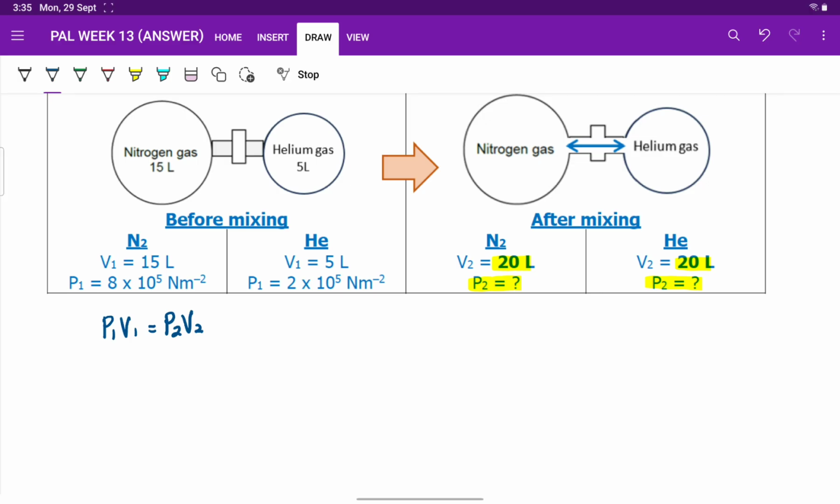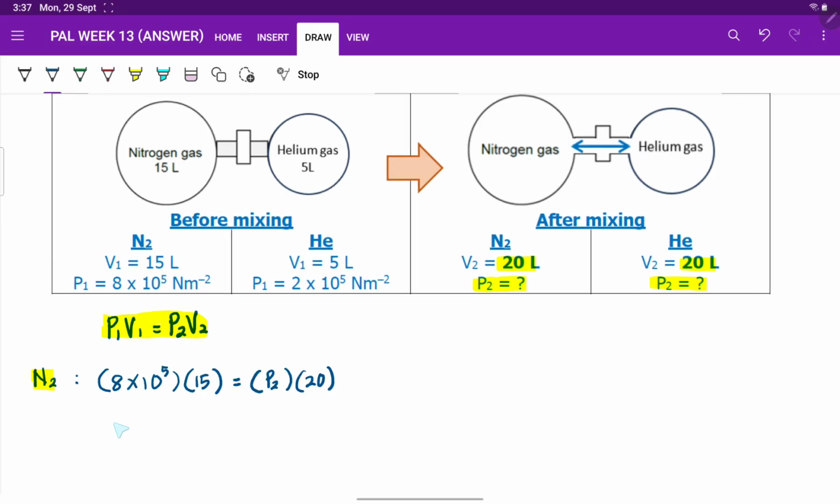So now, let's start with calculating the final pressure for each individual gas. Here we will label them. Before mixing, we label as V1 P1. For helium, also V1 P1. Then after mixing, for nitrogen and helium, the volume is the same. Just the pressure is different. So we separate our calculation here. So this is for nitrogen. Take note here.